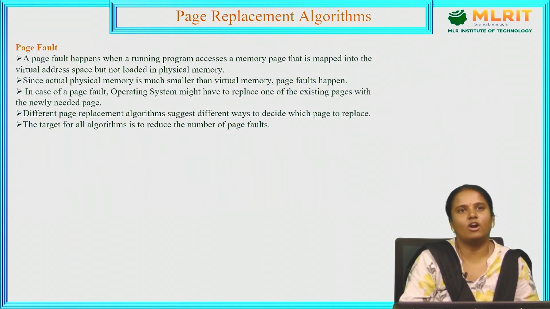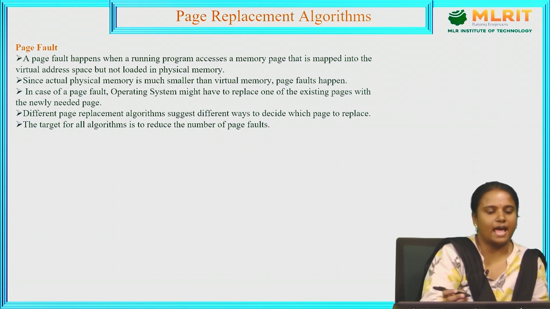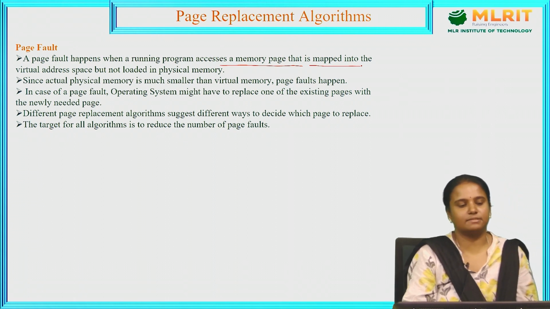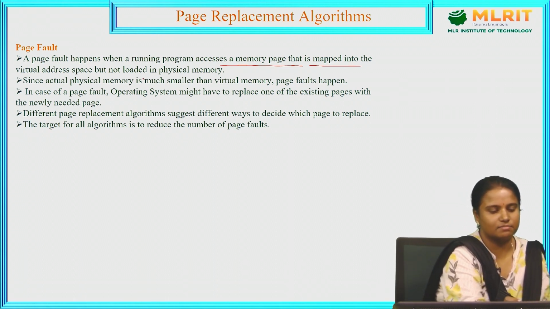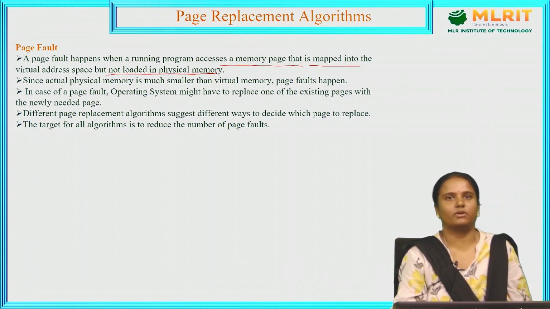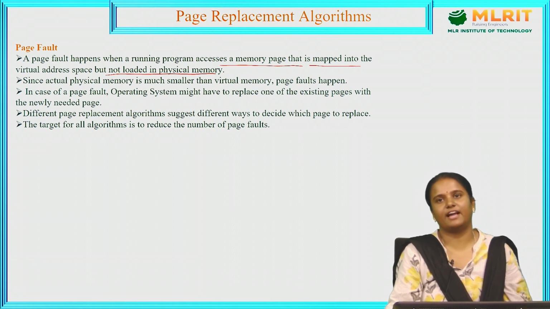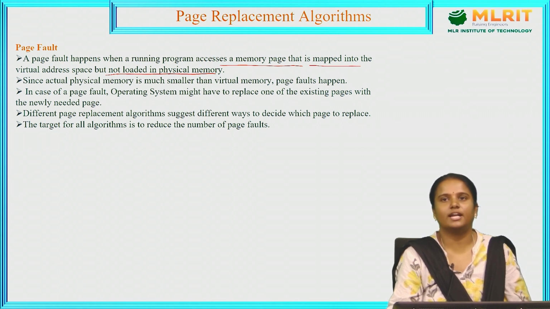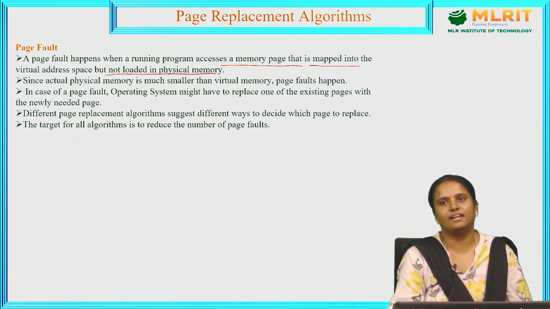So next, what is a page fault? A page fault happens when a running program accesses a memory page that is mapped into the virtual address space but not loaded in physical memory. Page fault is nothing but, while we are running a program, the memory which is mapped into the virtual address space but not loaded into the physical memory. Why? Because when the page is present, it is a hit. When the page is not present, it is a page fault.